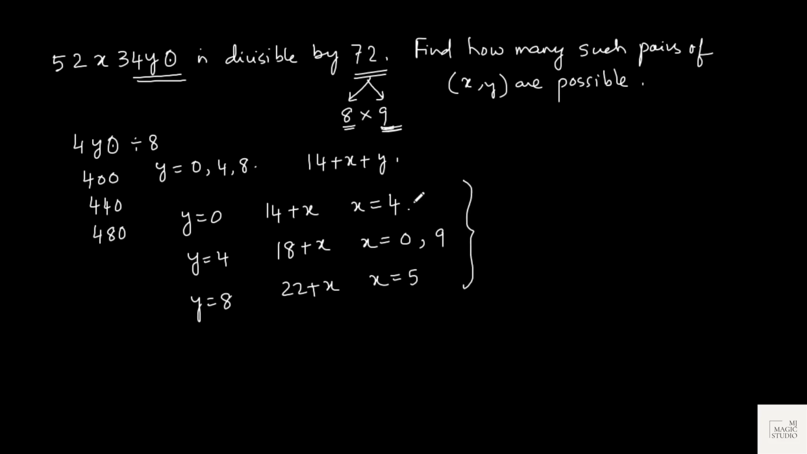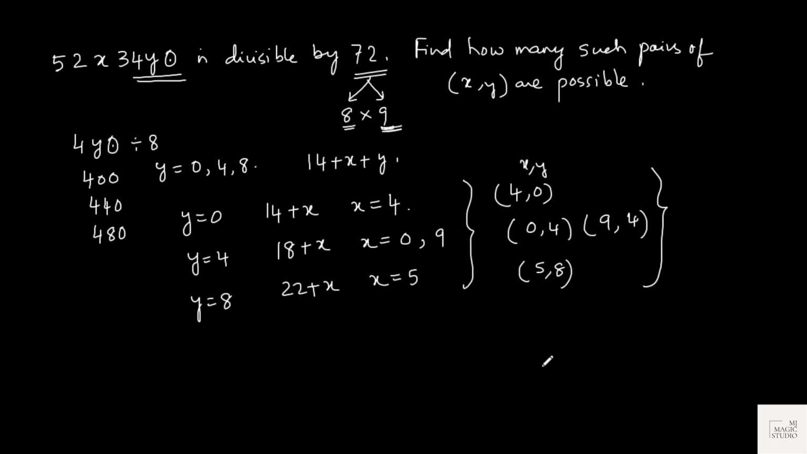So how many pairs do we have? The first pair we have is 4, 0. We are writing in the form of x comma y. Then we have 0 comma 4, and we have 9 comma 4, and then we have 5 comma 8. So how many such pairs of x comma y are possible such that this number is divisible by 72? The answer is 4.